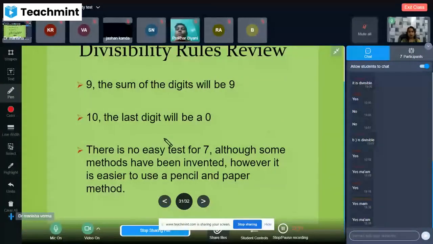So, these were the divisibility tests. For 7, we don't have any accurate method. So, we do it by the normal pen and pencil method. Okay? We don't have any trick for 7. I hope I am clear. If you people have any doubt, you can ask me. Anybody wants to ask anything? Or wants me to repeat something that he or she has not understood?